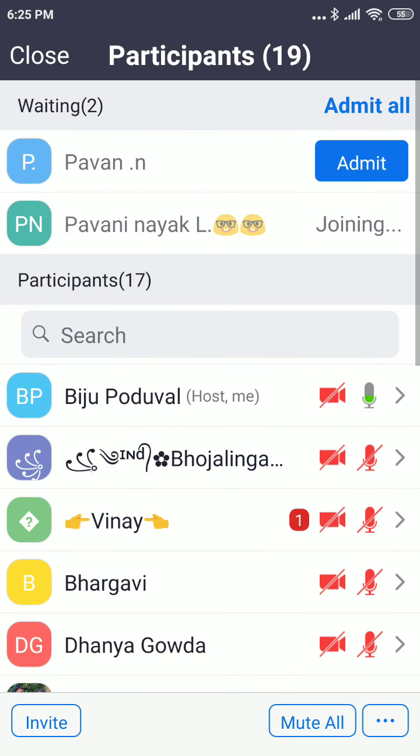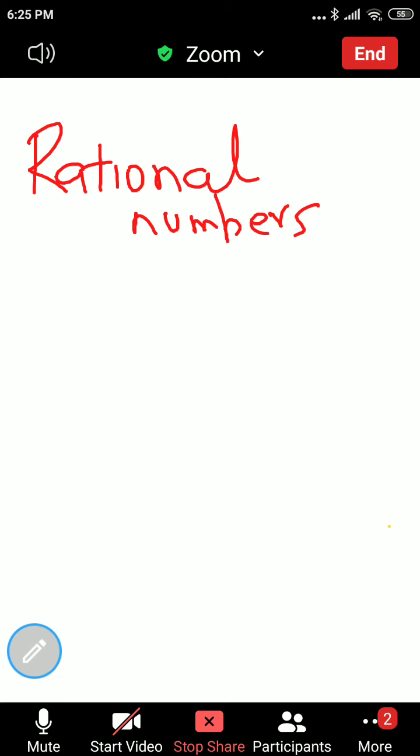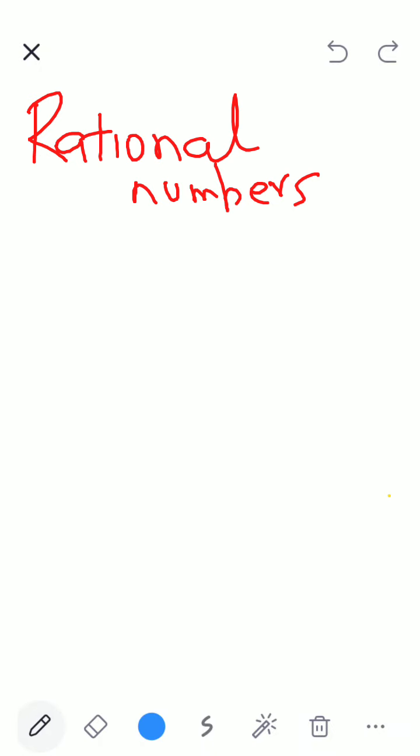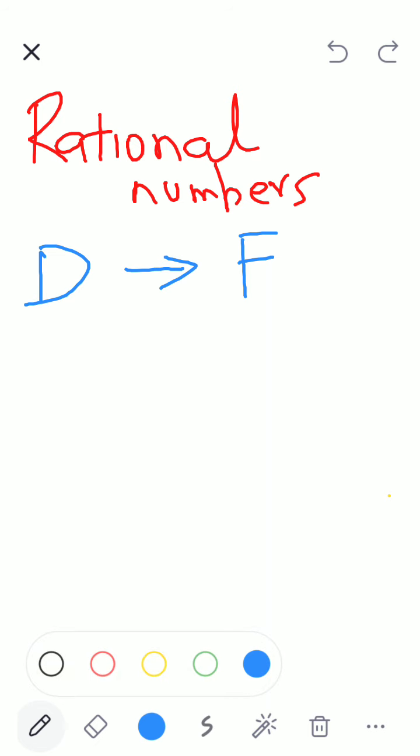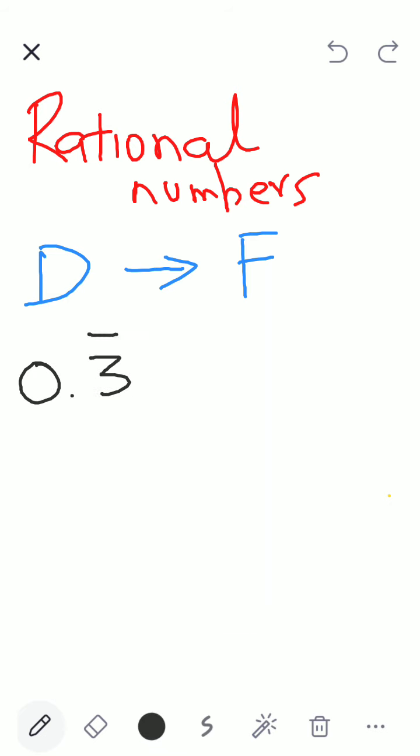Wait, children are still joining. Okay, how to convert any rational number which is in decimal form to fraction form. We started with simple decimals, regular decimals, recurring decimals, such as 0.3 bar, where only one digit is recurring. And then we also tried where two digits are recurring, correct? Where both two digits are recurring.